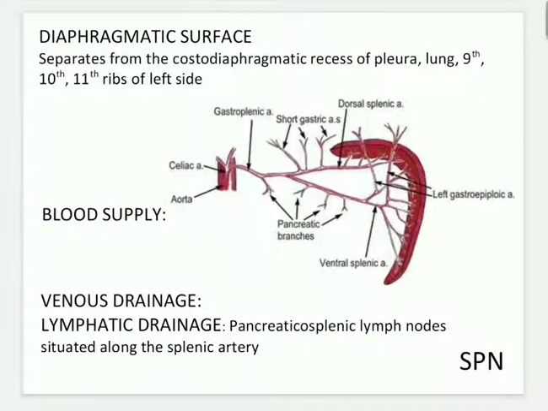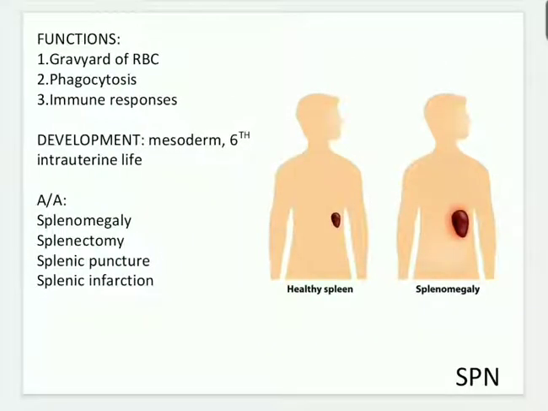And I forgot to mention the nerve supply. It is by the celiac plexus. And the function: it is an important component of the reticuloendothelial system, and it is a graveyard of RBCs, with phagocytosis of circulating antigens. It initiates the humoral and cell-mediated responses, that is your HMI and CMI responses.